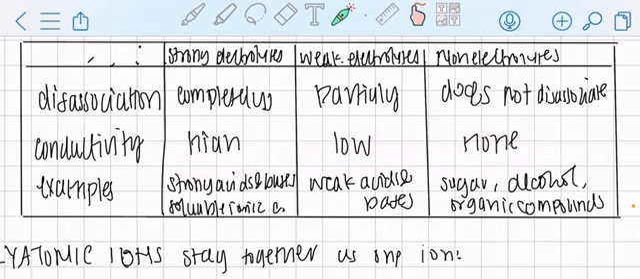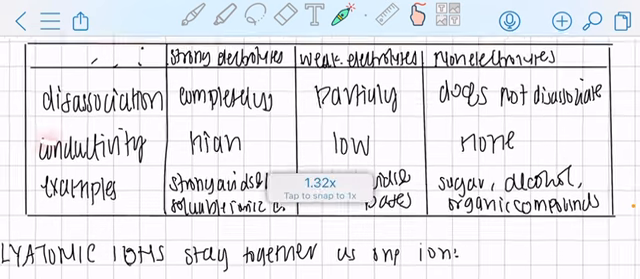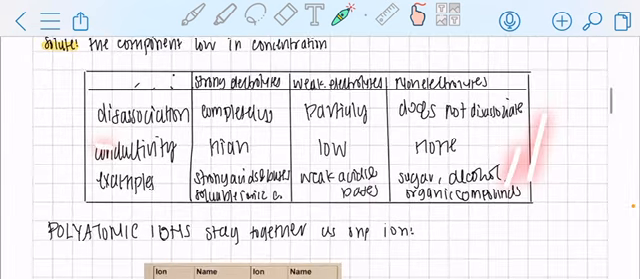Examples of each of these are strong acids and bases, which dissociate completely in solution, and soluble ionic compounds. We can see weak acids and bases are weak electrolytes because they do not dissociate completely in solutions such as water. And sugar, alcohol, and organic compounds do not dissociate at all.